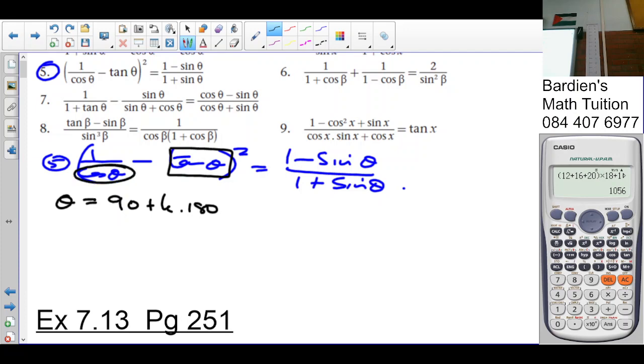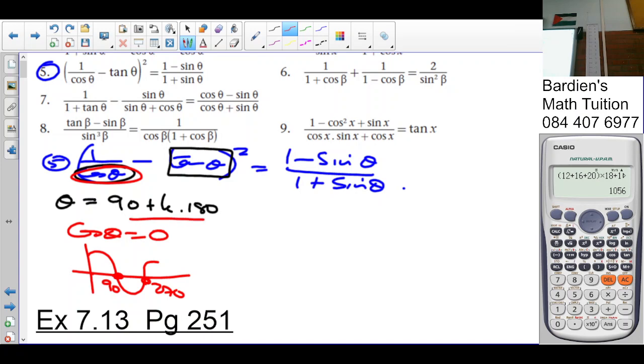Where cos of theta is equal to 0. So the cos graph starts there. Where's cos 0? At 90 and 270. Is that accounted for in that equation? Yes. So I don't write that.